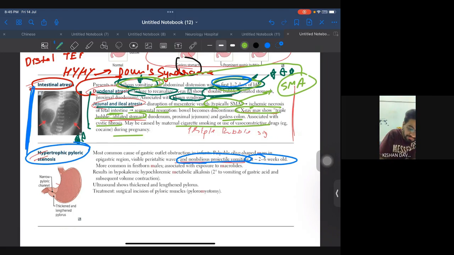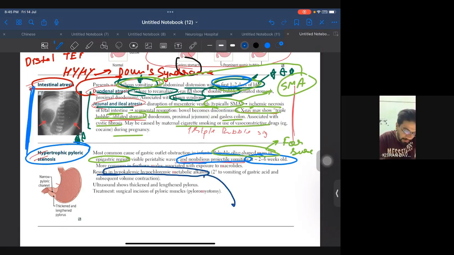Another thing, a palpable olive-shaped mass in the epigastric region. This is the sure diagnosis of hypertrophic pyloric stenosis. So let's see other things that are important. It results in hypokalemic, hypochloremic metabolic alkalosis. They will ask you what will happen. So decrease in potassium, decrease in chloride, and metabolic alkalosis. This is very important along with all these features.